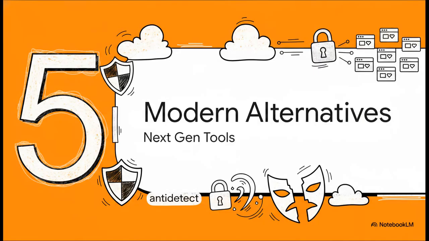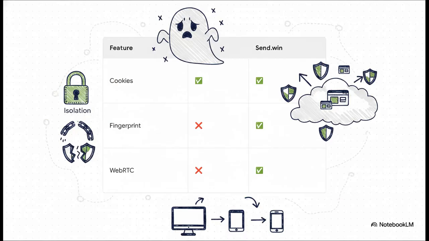So what are the other options? Section 5. Modern browser alternatives. If you need more robust protection, the market landscape is definitely shifting. While Ghost Browser offers cookie isolation and proxy support, it lacks fingerprint isolation, WebRTC protection, and cross-device access. Meanwhile, anti-detect browsers and cloud browsers like Send.Win check all of those boxes. They offer full fingerprint spoofing and built-in protection against those dangerous WebRTC leaks, often without even needing a desktop installation.